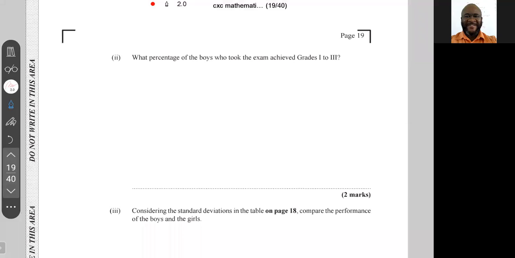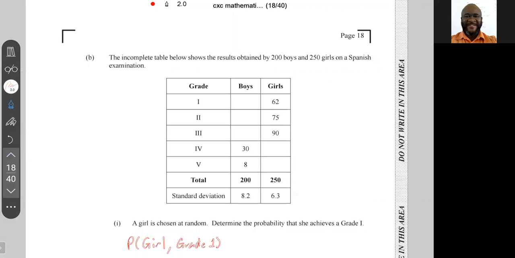Next, we're asked what percentage of the boys who took the exam achieved grades 1 to 3. So these guys achieve grades 1 to 3. There are a total of 200 males, and it's only 38 that altogether got 4 and 5. So the amount that get 1, 2, and 3 is going to be what? 200 minus 38.